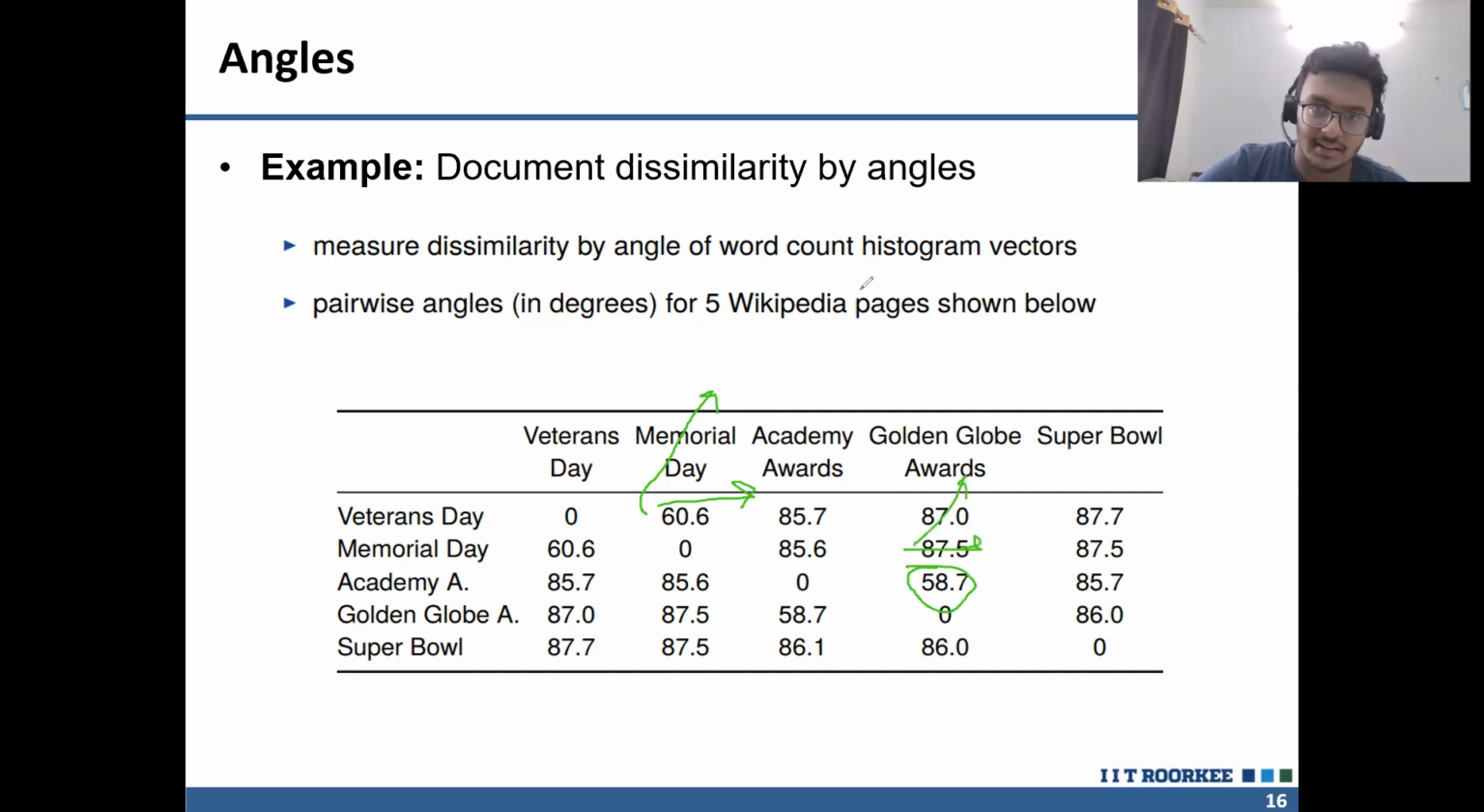But if we consider Golden Globe Awards along with Memorial Day, these are very different from each other. Intuitively, they are not very similar. What similarity is there between Golden Globe Awards and Memorial Day? We can see that they are very far apart in terms of angles also. So this gives us an intuition of document similarity if we don't really have an idea about it.